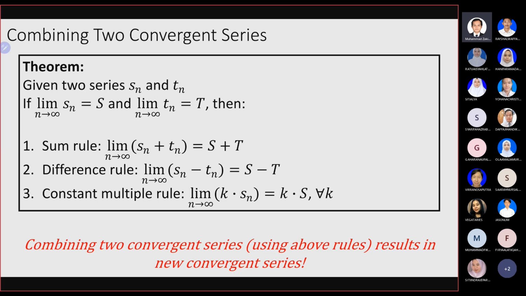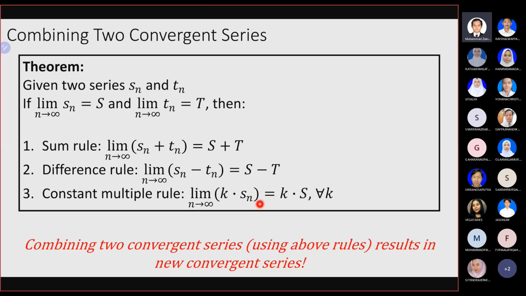And what if we try to combine two convergent series? So basically, if we have two convergent series, Sn and Tn, then these three rules hold. Ya. Jadi kalau kita punya dua deret yang konvergen, maka 3 aturan ini berlaku. Those are the sum rule, difference rule, and constant multiple rule for any constant. And from here, we know that combining two convergent series will result in a new convergent series.